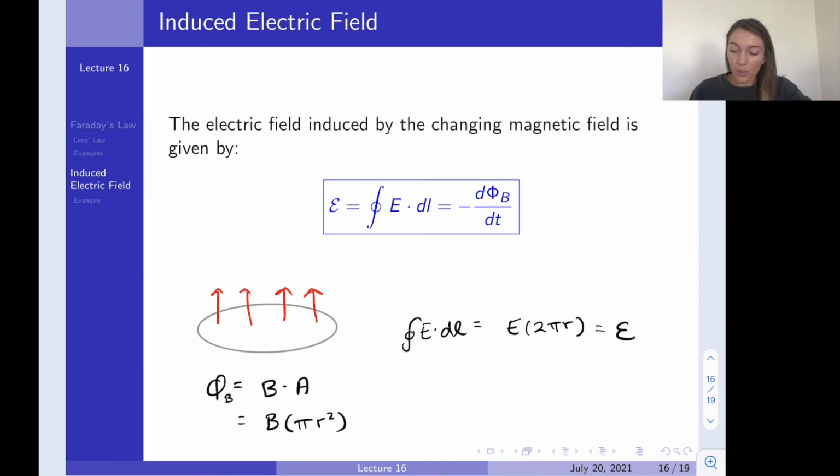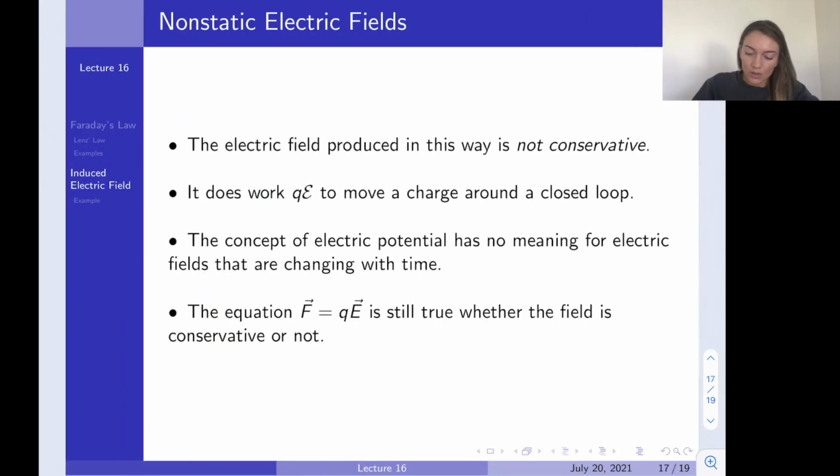Now there are some very important implications of this. We said that the induced EMF is equal to the line integral of the electric field around our closed loop. And it's very important to note that it's a closed loop because I have that little circle on my integral. So that means it's a closed loop. We're not just looking at some open line. It has to be a closed path.